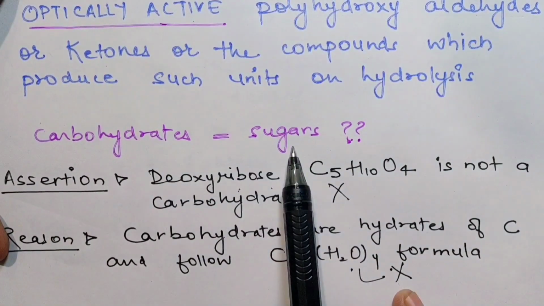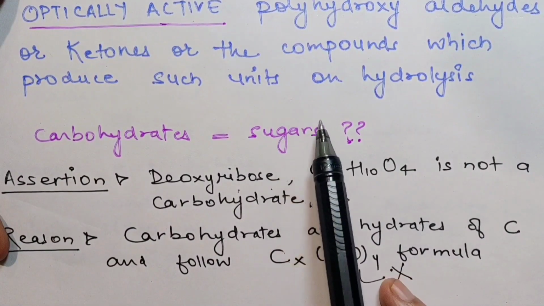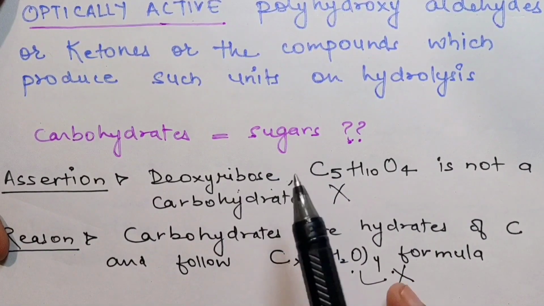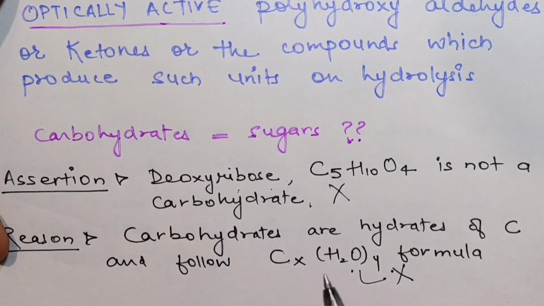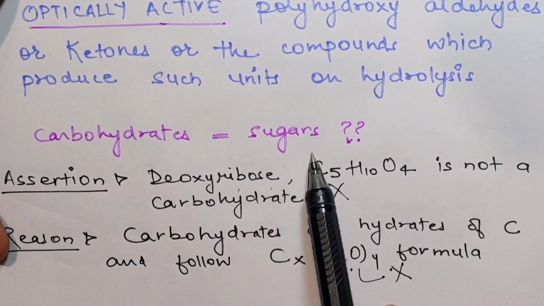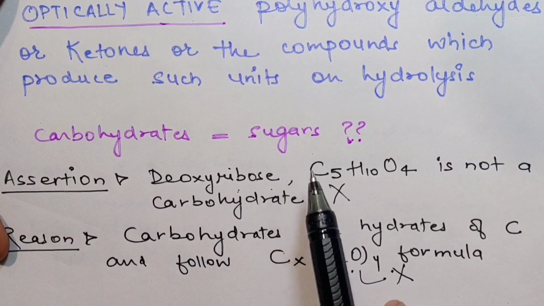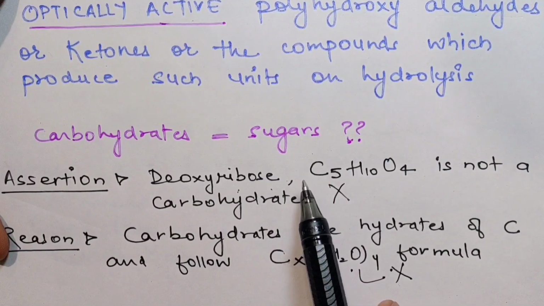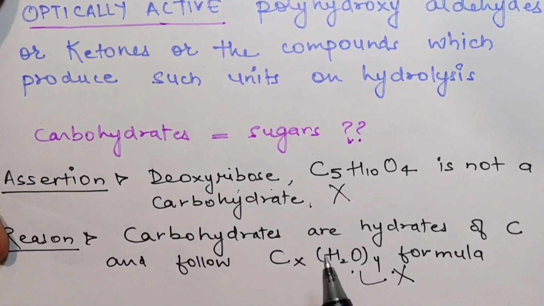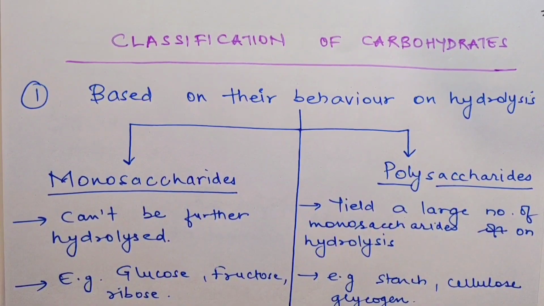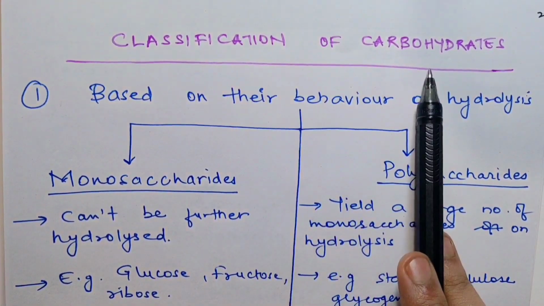Carbohydrates. Are they equivalent to sugars? Can all carbohydrates be termed as sugars? No. Only some carbohydrates are sweet in taste and only those are termed as sugars, not all. There are some carbohydrates, especially long chain polymers, they are not sweet in taste, so they cannot be called sugars. Next we have classification of carbohydrates.